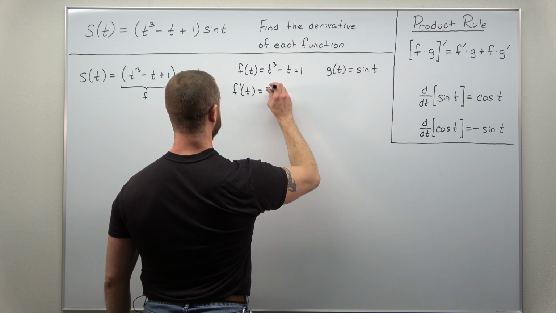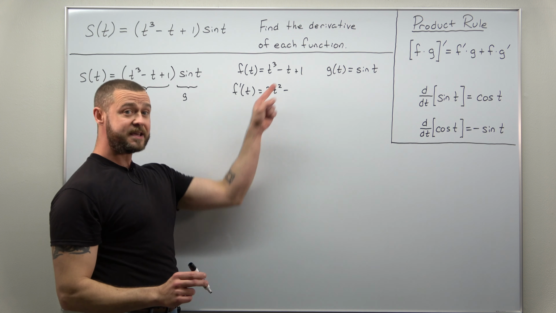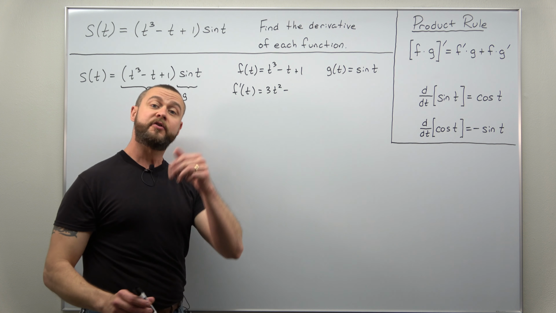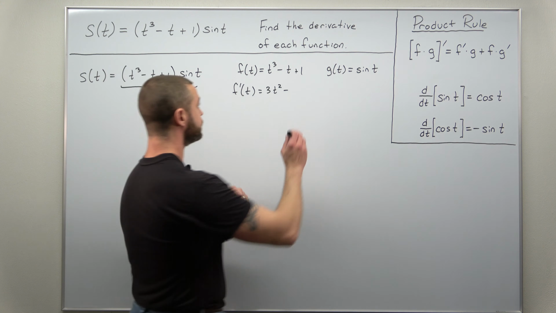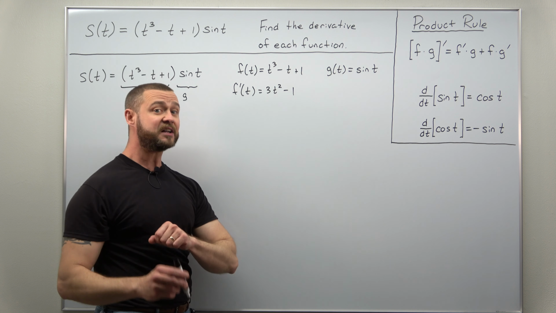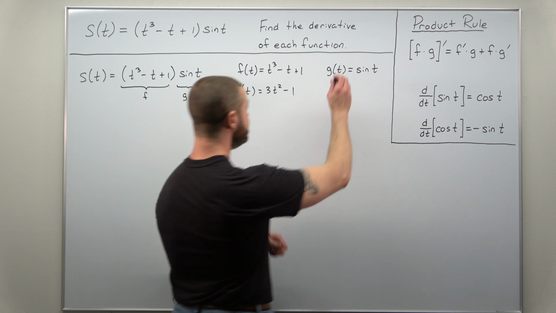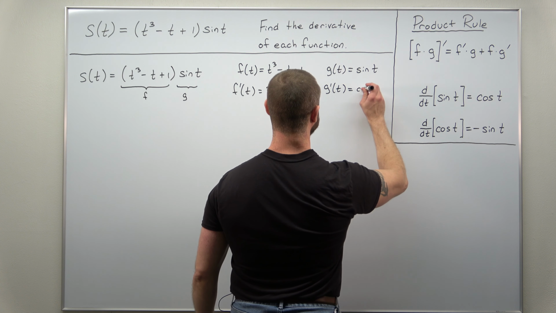So if we just write these down, f prime, that's going to come out to 3t squared. And just be careful, t, that's like x. The derivative of x is 1. The derivative of t with respect to t is 1. And then the plus 1, that's a constant. That's going to differentiate to 0. So that's f prime, g prime. That's going to be cosine of t.